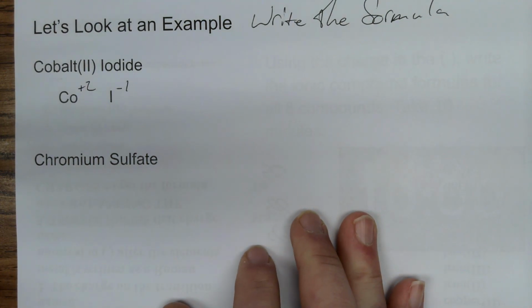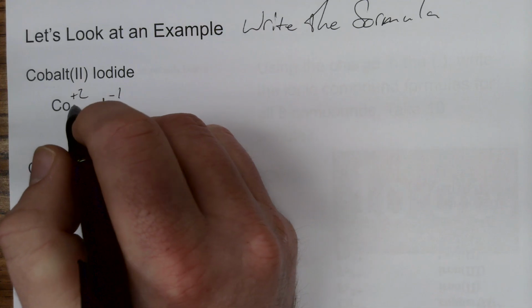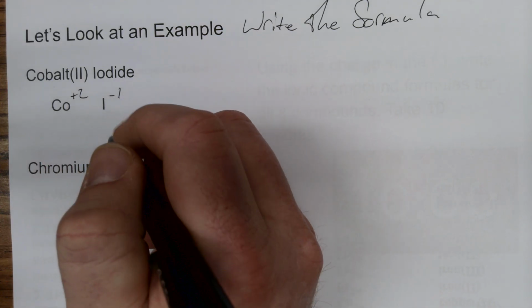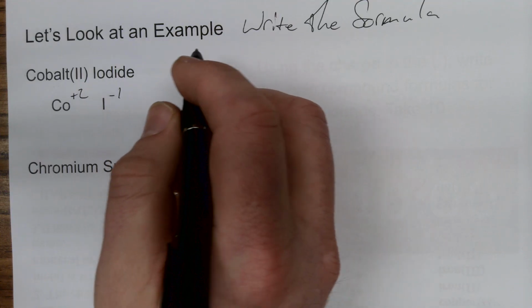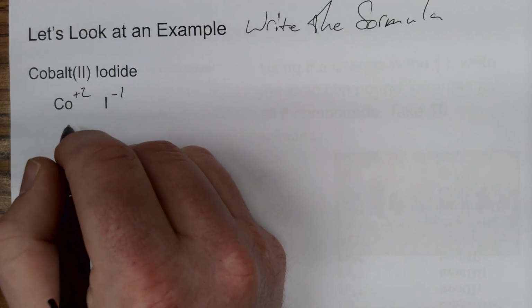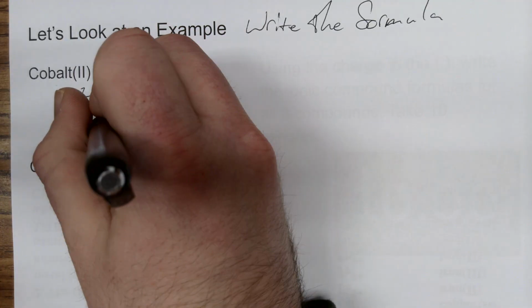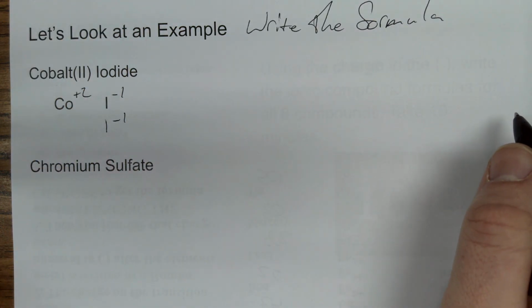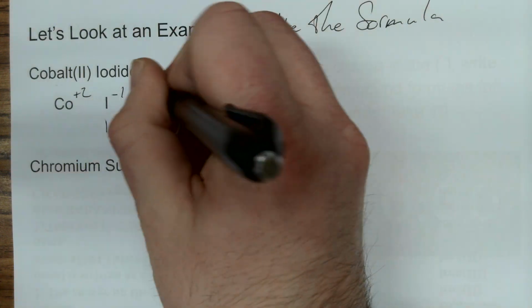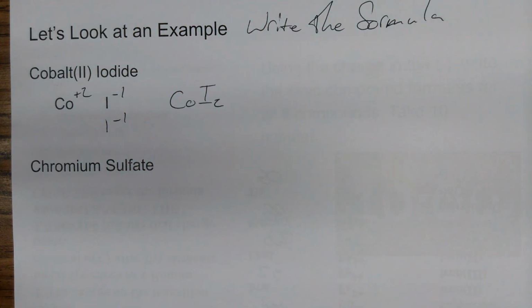All right. So if I'm wrapping up this formula, do my charges cancel each other out? No. 2 minus 1 gives me +1. So do I need more cobalt or do I need more iodine? I need another iodine. 2 minus 2, do those charges cancel each other out? Yeah. So we get CoI2. Same thing we were doing before.